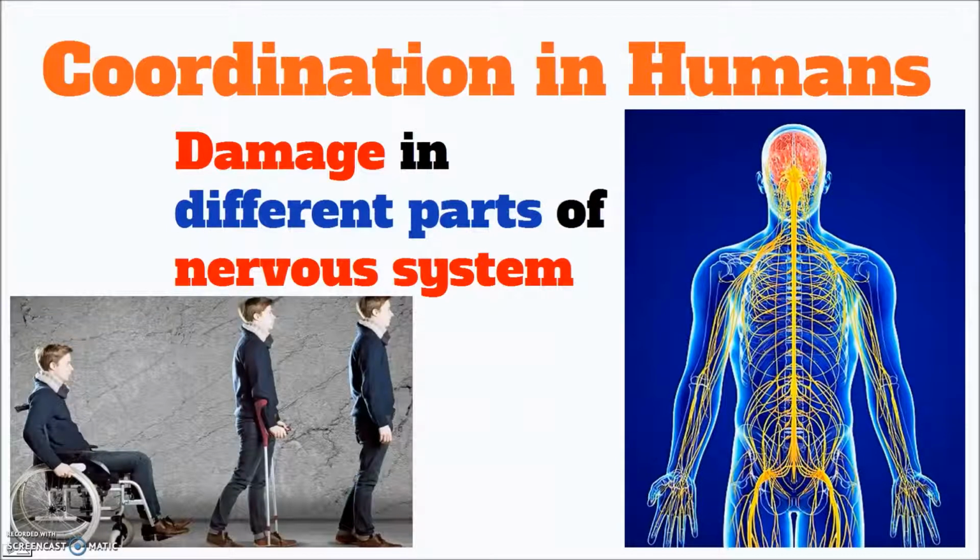In this video, I'm going to talk about coordination in humans, especially the nervous system. I will focus on identifying the consequences of damage to different parts of the nervous system. We are going to apply what we learn in biology and identify the symptoms of such injury in our nervous system.